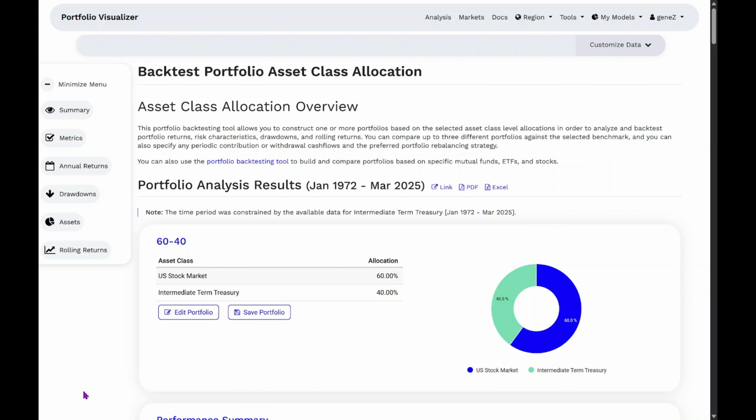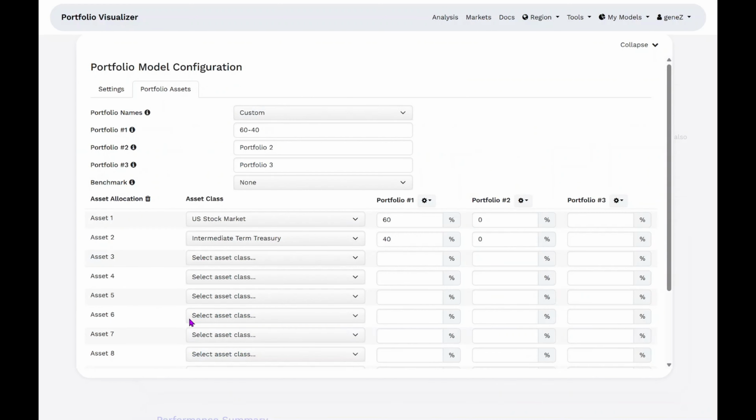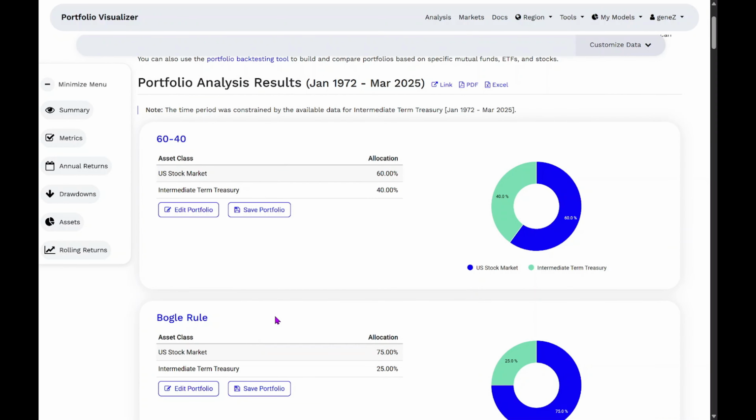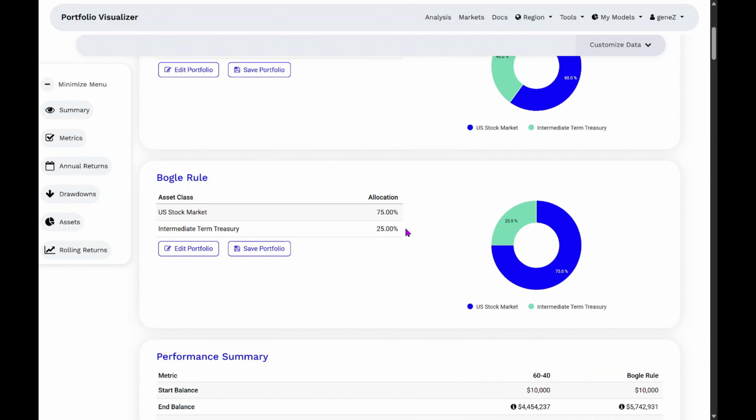Let's go back to Portfolio Visualizer. We edit the portfolio and rename the second accordingly. For a 25-year-old investor, we allocate 75% to stock market and 25% to intermediate bonds. Now we have two portfolios, the classic 60-40 and the Bogle rule version.